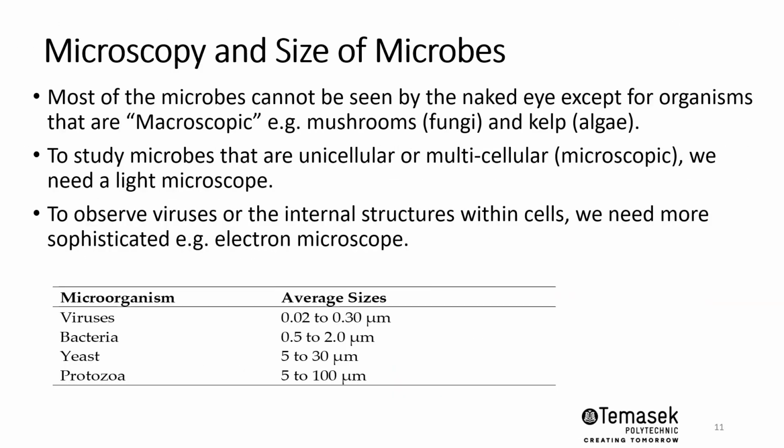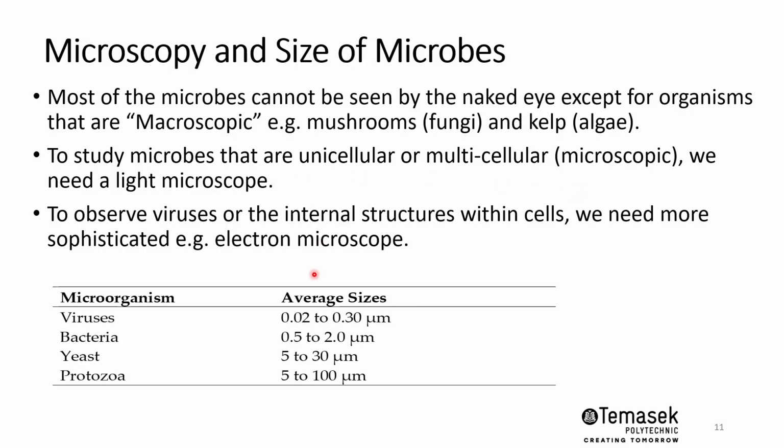Most microbes cannot be seen by the naked eye, except for microbes that we can see with our naked eye. We term them macroscopic, M-A-C-R-O. Macro means the bigger scales of things. Here, for example, are the mushrooms, from the group of fungi, or the kelps we see from the group of algae. To study microbes that are either unicellular or multicellular, they are microscopic in nature. We will typically use a light microscope.